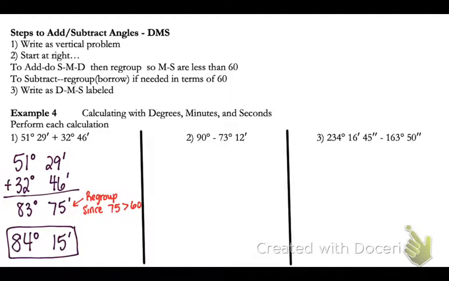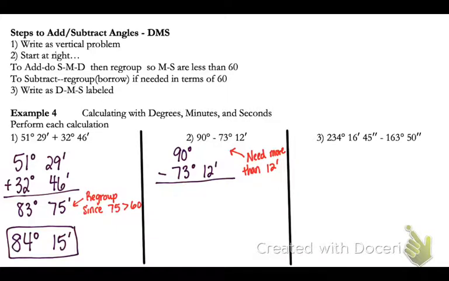Okay, problem number 2, we're going to do the same thing. Let's set that up vertically. Now notice that I don't have any minutes on the top. In order to do my subtraction, I need something up there that's more than 12 so that I can take that number and take 12 out of it.